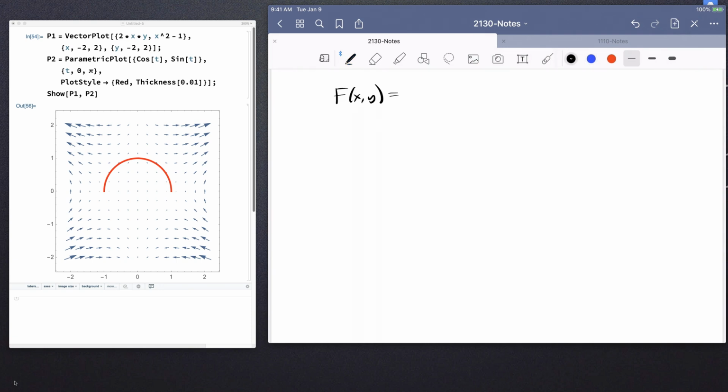This is a two-dimensional vector field. The vector field was 2xy, x squared minus 1. And our curve was the top half of a circle of radius 1, and so when you parameterize that circle, it would be best if you use sines and cosines, and t goes from 0 to pi in that case.